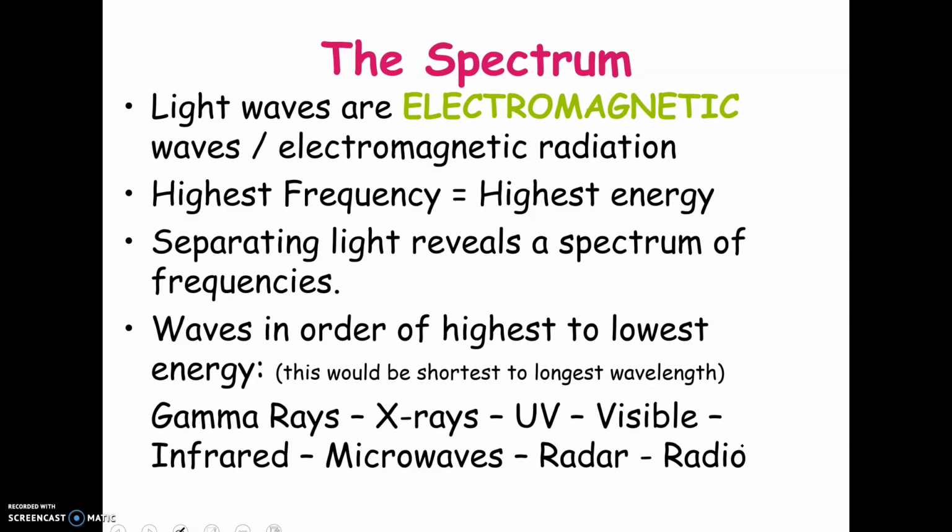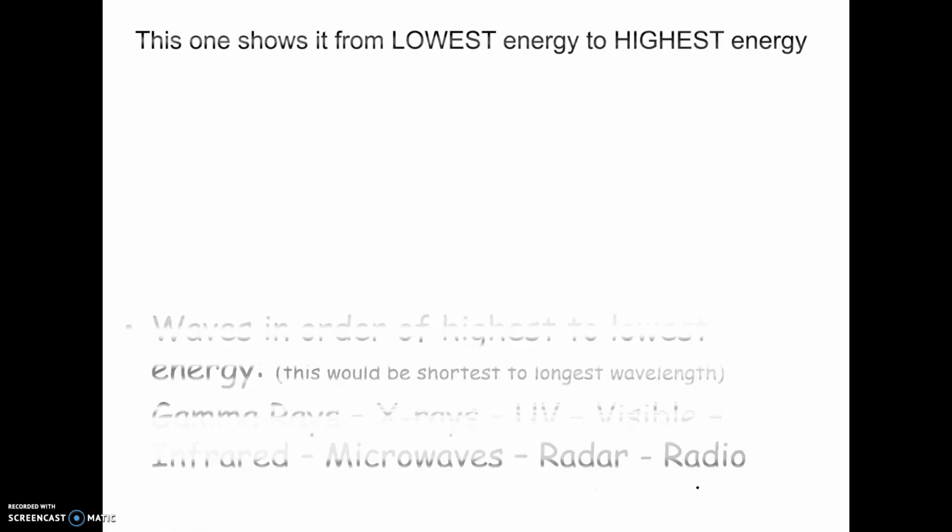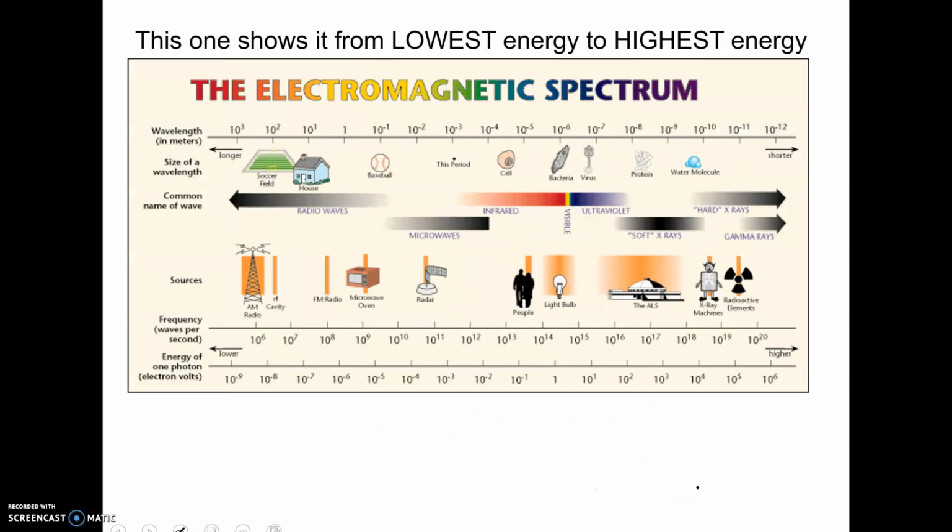It's going to be gamma rays, X-rays, UV, visible light. This is the light we can see. Then infrared, microwaves, radar, and radio. These are what we can oftentimes hear, or at least radio. So here's a picture of what this looks like. In this case, this one is showing it in order from longer wavelength to shorter wavelength. But notice here's radio waves, microwaves, infrared, visible light, UV light, X-rays, and then gamma rays.